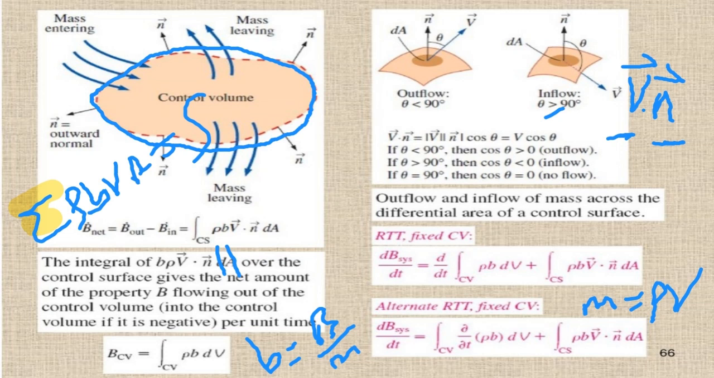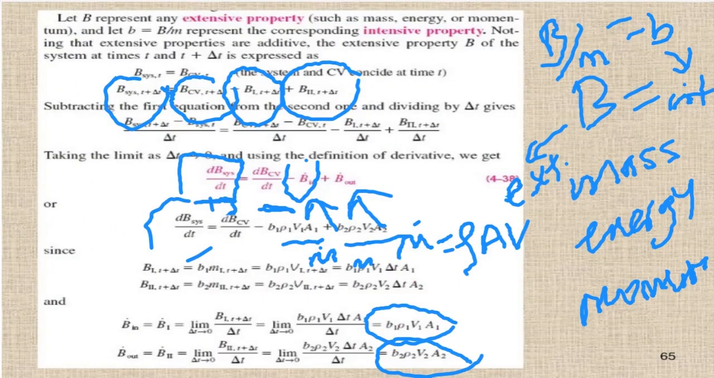So if we put everything inside the theorem, we have the change within the system, which is equal to the change within the control volume, then the net incoming and exiting amount. So we have written the same thing here in a more mathematical way using the integrals. So the same thing can be written as integrals.